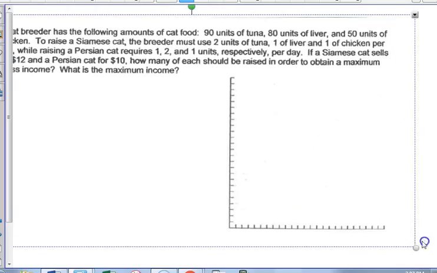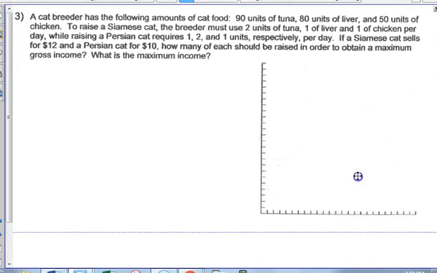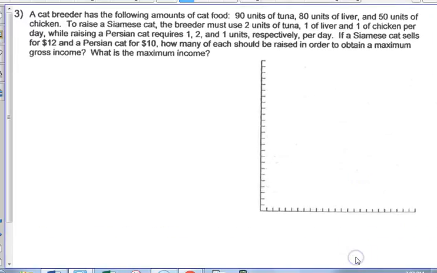Riley is obsessed with cats, so we're going to do this one. Do you have cats, Riley? What are their names? Very good. All right.